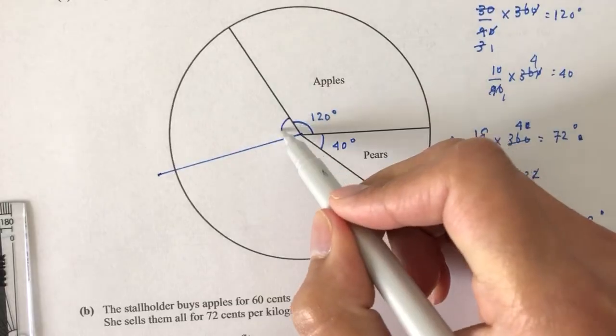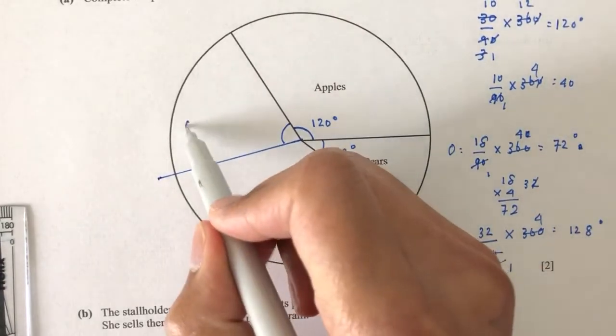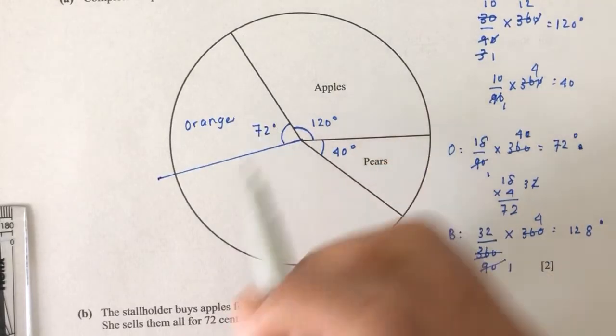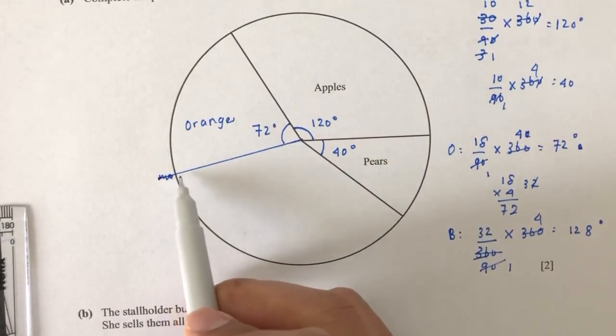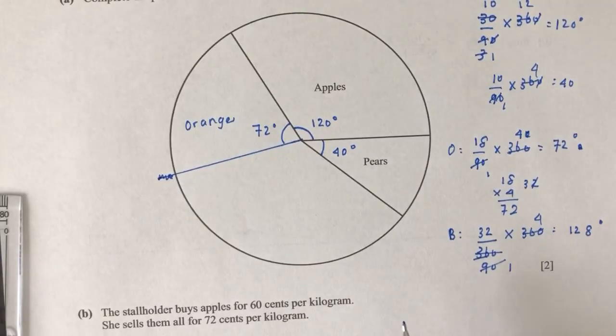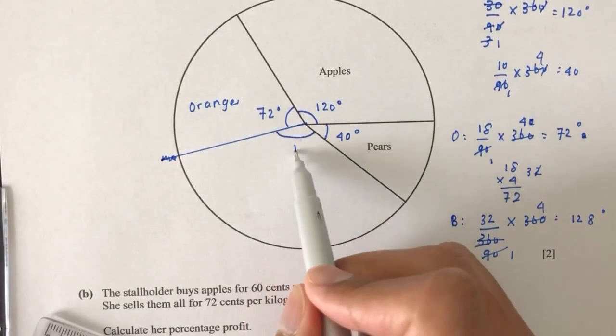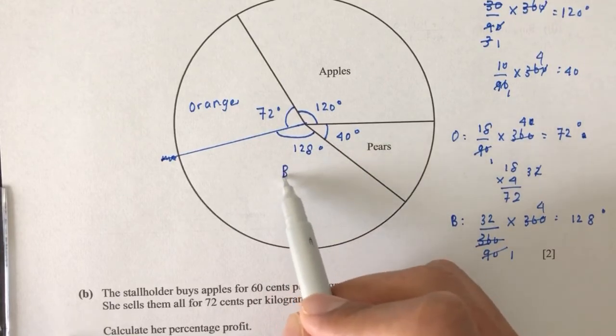So that is orange, and it will be 72. So make sure you don't go outside, just stay inside the circle, and the rest will be banana, which is 128. B, banana.